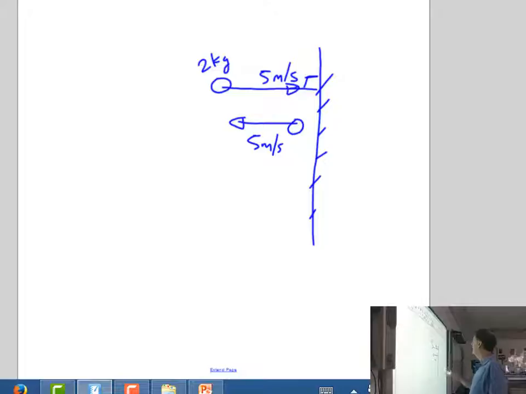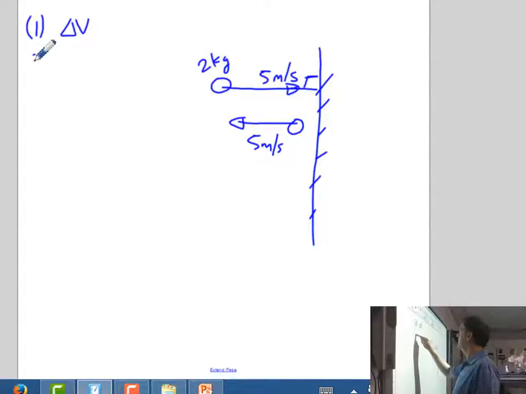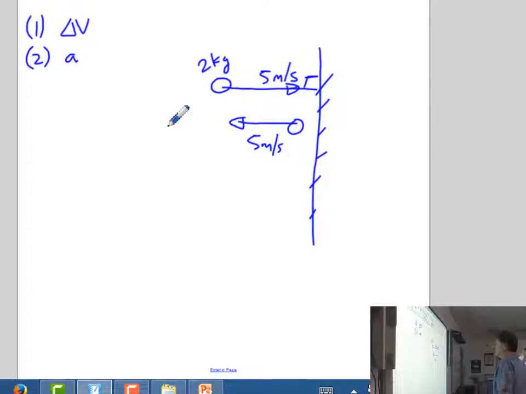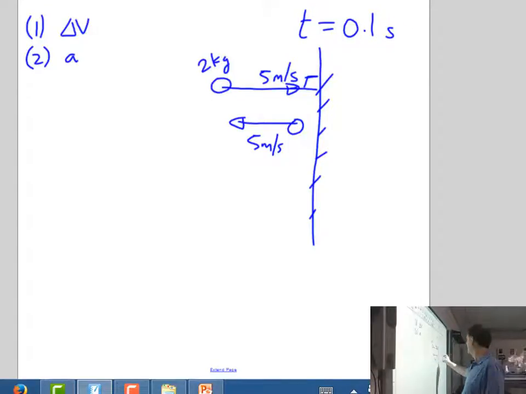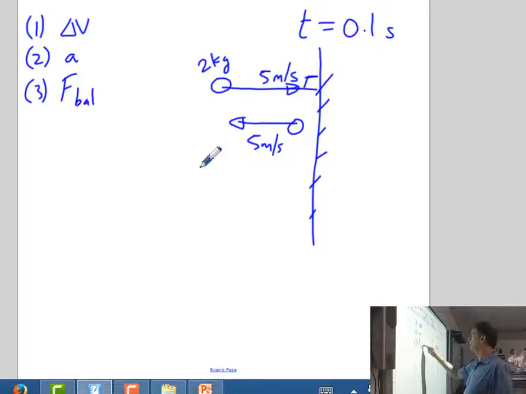Okay? So based on that, could you work out some basic things? Typical questions would be: 1, what's the change in velocity of the actual object? 2, what's the acceleration on the ball? Now we probably need to know how long it's in contact with the wall for that. So let's say it's in contact with the wall for 0.1 of a second. Could we work out the acceleration of the ball when it's colliding with the wall? Thirdly, could we work out the force on the ball when it's doing that? Okay, so let's start with that.